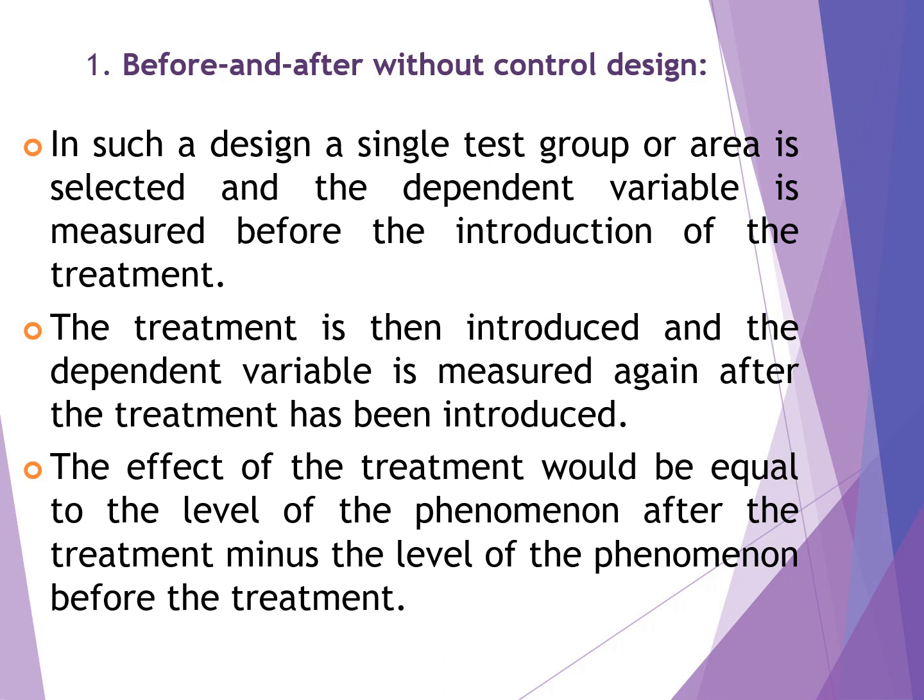And the first informal experimental design, as we see, is before and after without control group or control design. In such a design, a single test group or area is selected and the dependent variable is measured before the introduction of the treatment. And the treatment is then introduced and the dependent variable is measured again after the treatment has been introduced. And the effect of the treatment would be equal to the level of phenomenon after the treatment minus the level of phenomenon before the treatment.